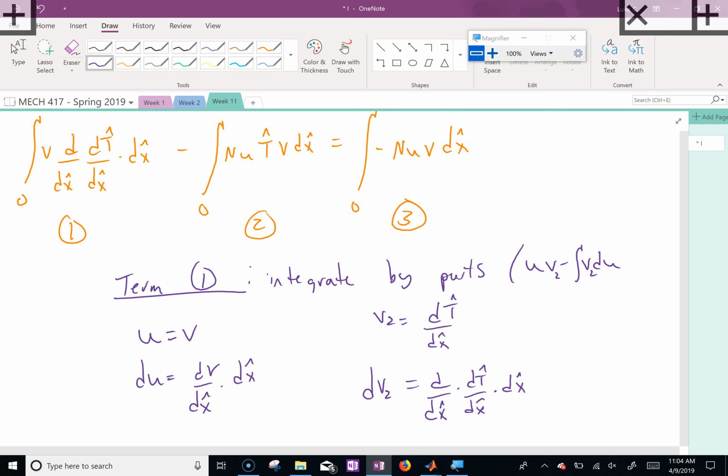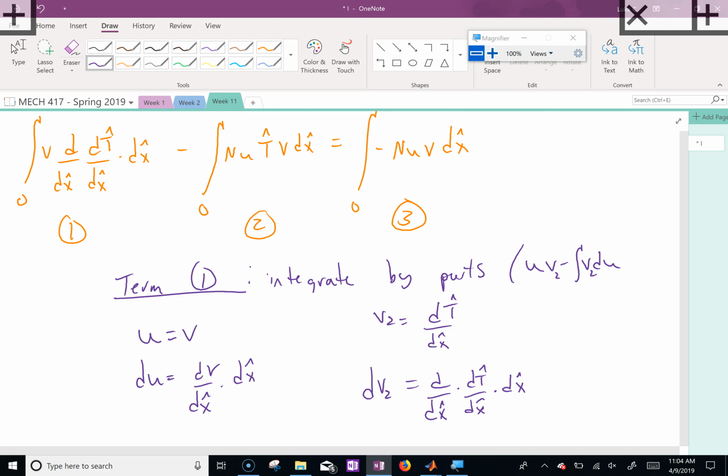So we're going to do integration by parts. It's u v minus the integration of v du. In our terms, u is v. So du is just the derivative of v with respect to x times dx. And then v2 is just the actual derivative of t with respect to x. And then this last term is what we have.